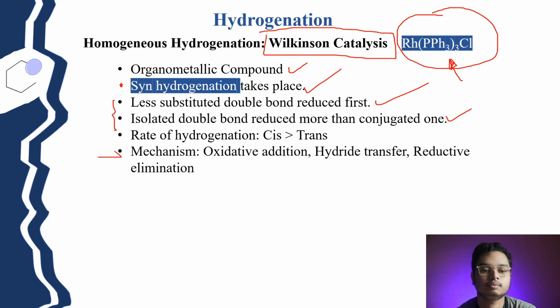Now the most important thing is the mechanism of this Wilkinson catalyst. Like traditional organometallic compounds, it has its own cyclic mechanism, where three major steps are observed. First is oxidative addition, which is basically the reactant adding to the metal catalyst. Then hydride transfer, and then reductive elimination, which means the product is removed from the catalyst. We'll discuss this in an elaborate way in the mechanism.